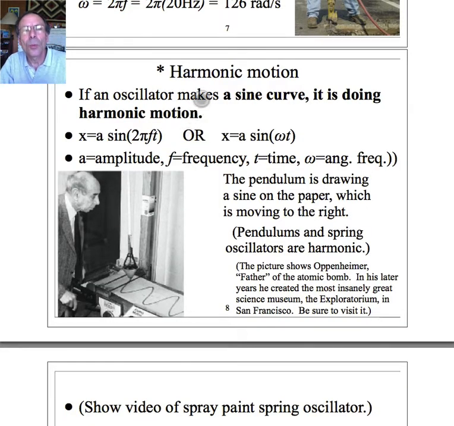Okay, now here is a vocabulary word, harmonic motion. So we've been talking about our oscillators, like the pendulum oscillator swinging back and forth, or the spring oscillator bouncing up and down. Those are harmonic oscillators. They do harmonic motion. And so here's an example in this picture.